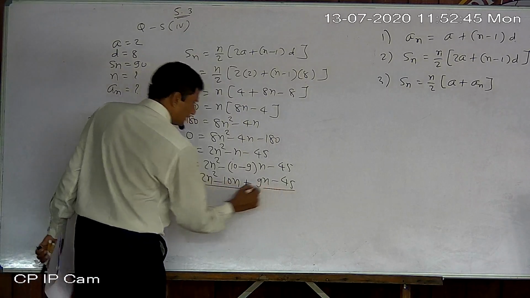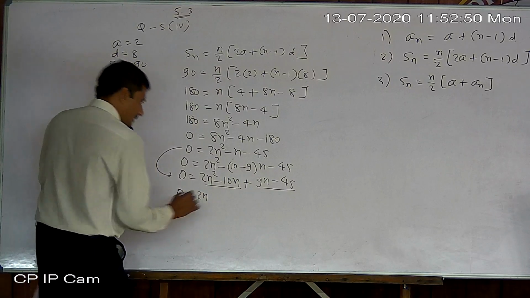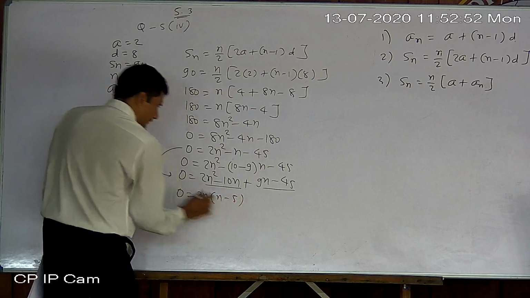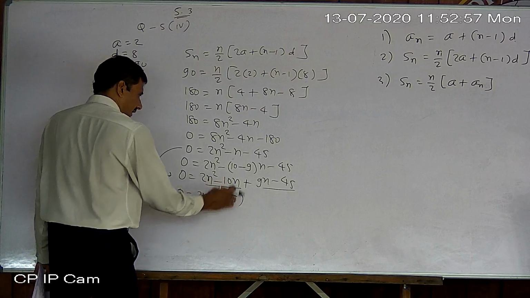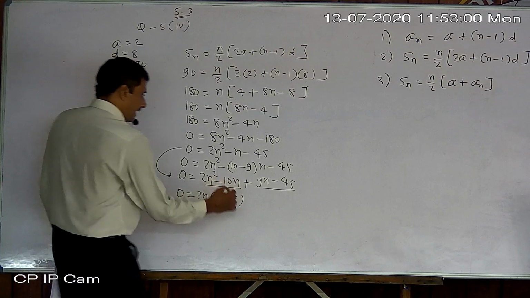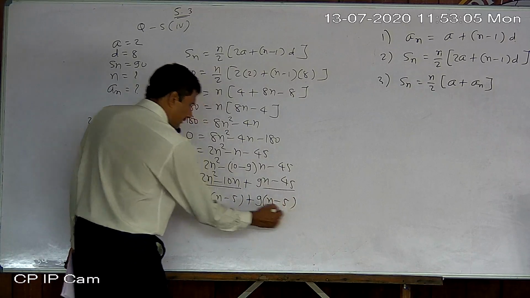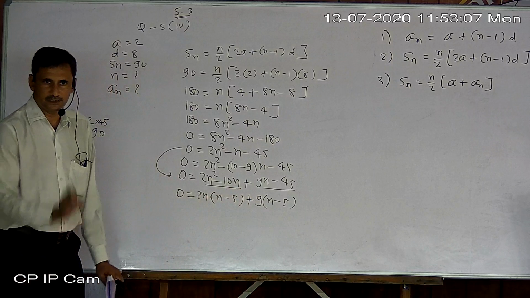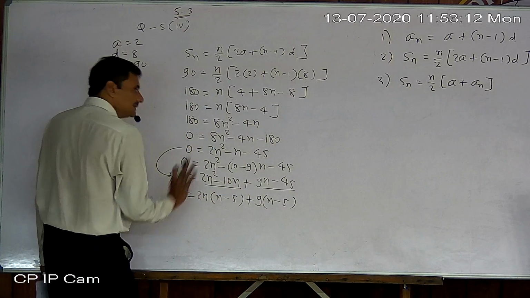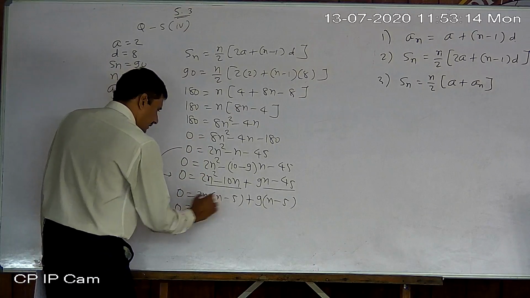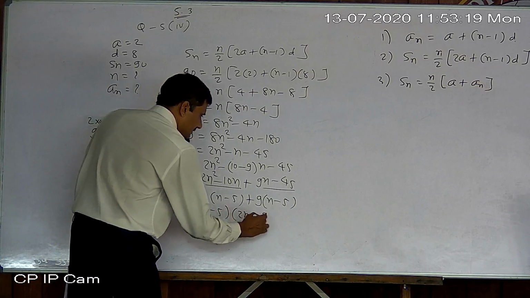Now take common from the first two terms and the last two terms. It will be 2n common here, so 2n is taken common, n minus 5 is left: 2 fives are 10, n is already outside. Here 9 is common, so n minus 5: 9 fives are 45. Both brackets become equal, so our step or method of factorization is right. Now take that bracket common. So it will be n minus 5 into 2n plus 9.